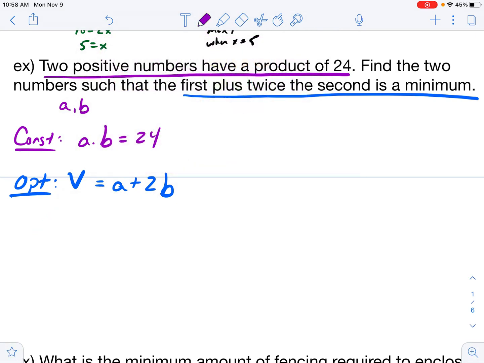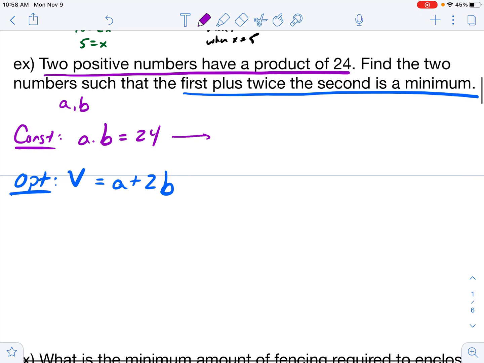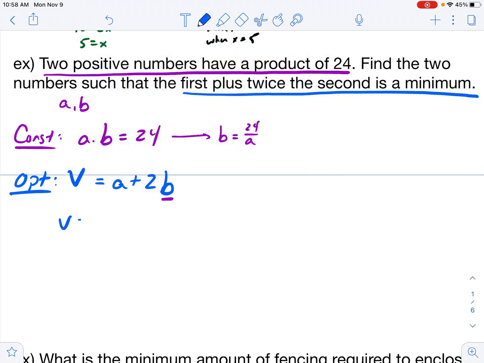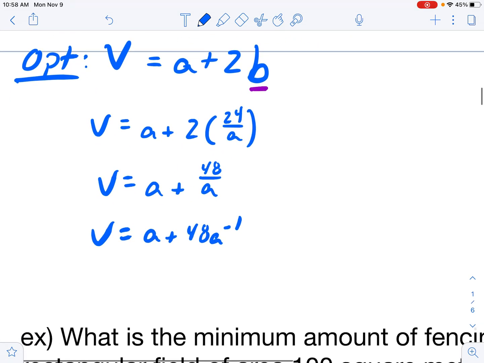Now we're going to choose a letter to get by itself. I guess I'll go ahead and solve for B here. B would be 24 over A. So I'm going to replace the letter B in the optimization equation with that. And we get V equals A plus 48 over A, or 48 times A to the negative first, kind of anticipating that we're going to take the derivative, okay? But again, now we've got our optimization in terms of a single variable A.